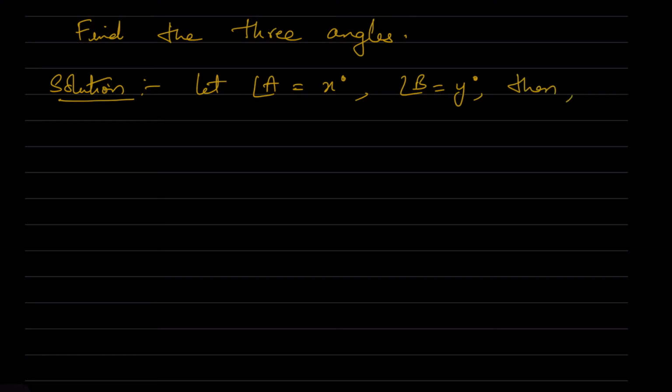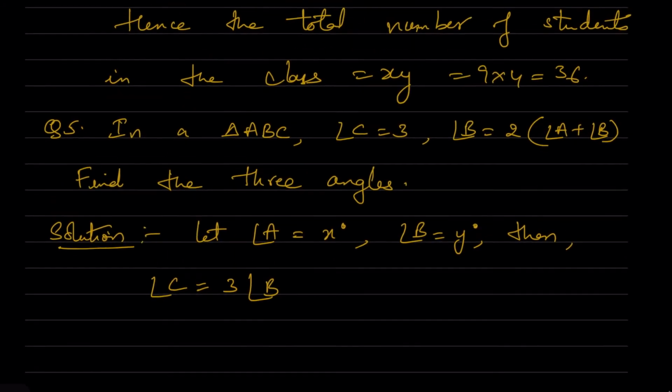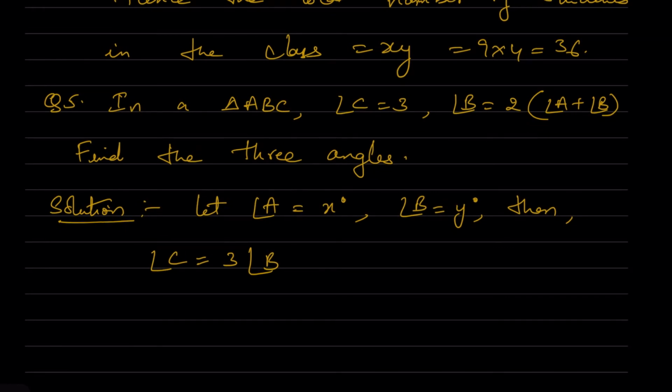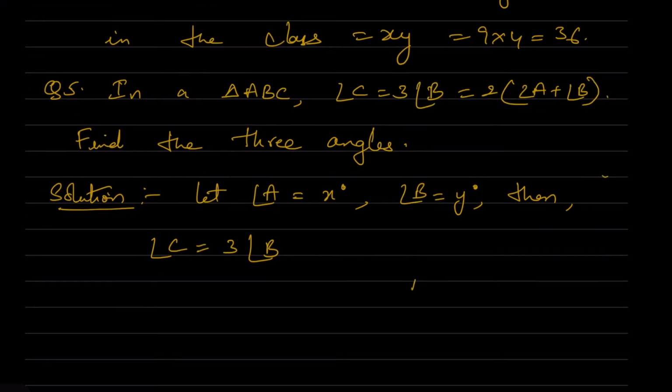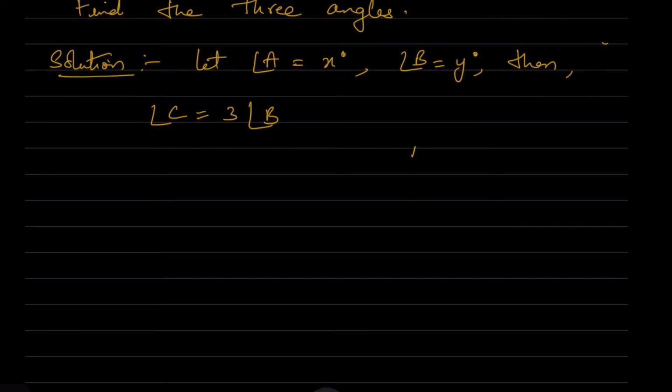Then angle C is equal to 3 into angle B. So here now I have changed it over there. It is not 3 comma angle B, it is 3 into angle B, which is equal to 2 into angle A plus angle B. So therefore here you are having angle C is equal to 3 angle B, means it is 3 into y. Angle C is equal to 3 into y degrees.